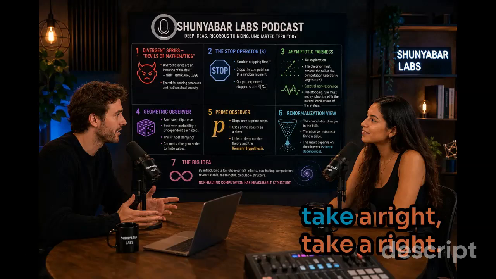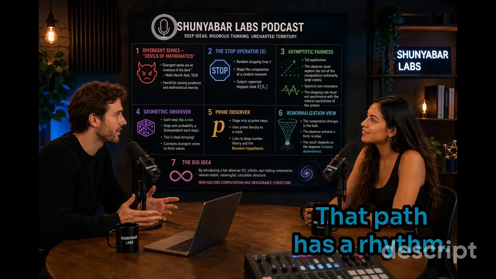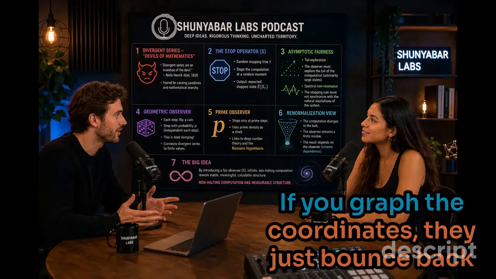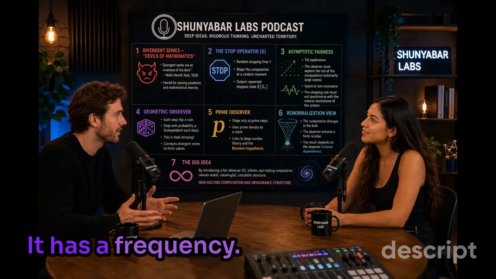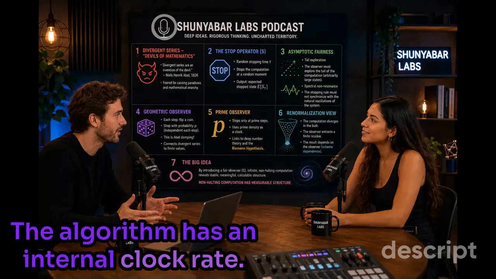Take a right, take a right, take a right, take a right. That path has a rhythm. It has a strict period. If you graph the coordinates, they just bounce back and forth in a repeating cycle. It has a frequency. The algorithm has an internal clock rate.